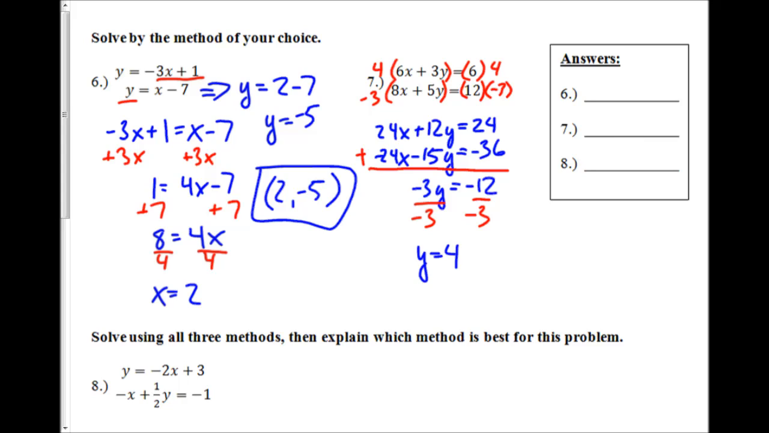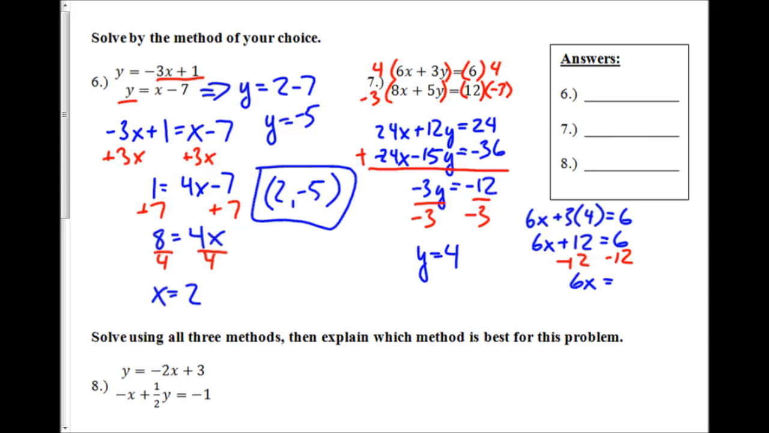But once again, I'm not done. I have to finish this thing by plugging it back in. So I'm going to plug it into this first one. 6x plus 3 times 4 equals 6. That's a 6x plus 12 equals 6. I subtract the 12 from each side.